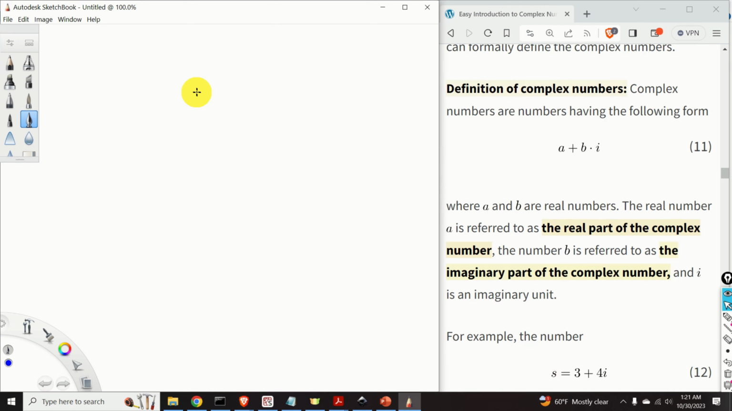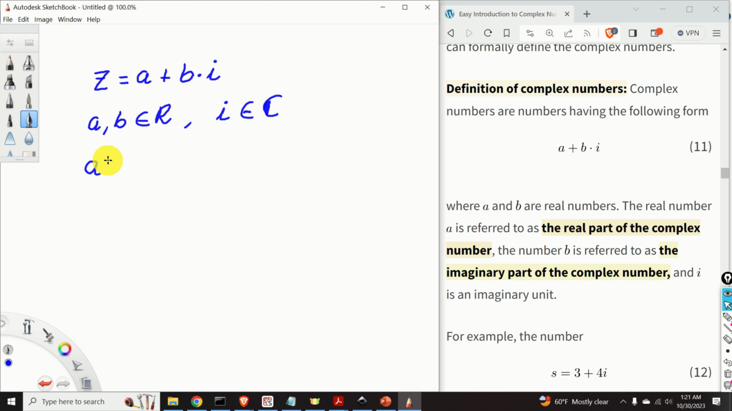Now that we finally understand the concept of the imaginary unit, let us define the concept of a complex number. Complex numbers are numbers having this form: z is equal to a plus b multiplying the imaginary unit i. Here, a and b are real numbers and i is the imaginary unit. And keep in mind that the imaginary unit is actually a complex number also.